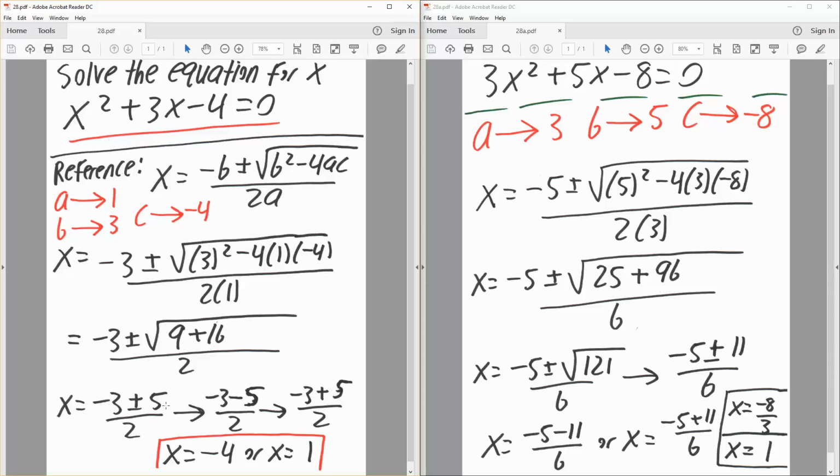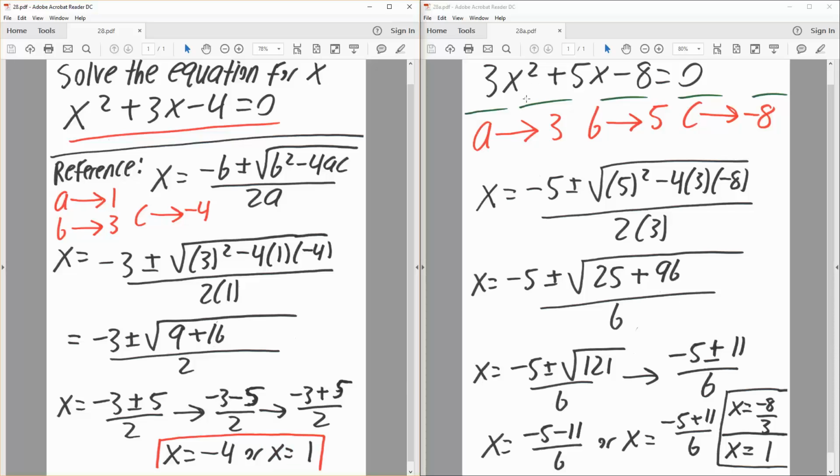And so we could say x is equal to minus 3 minus 5 divided by 2, or minus 3 plus 5 divided by 2. And so this right here, minus 3 minus 5 would be minus 8. Minus 8 divided by 2 would be minus 4. So x could equal minus 4, or minus 3 plus 5 would be 2. 2 divided by 2 would be 1. So we have two possible answers.